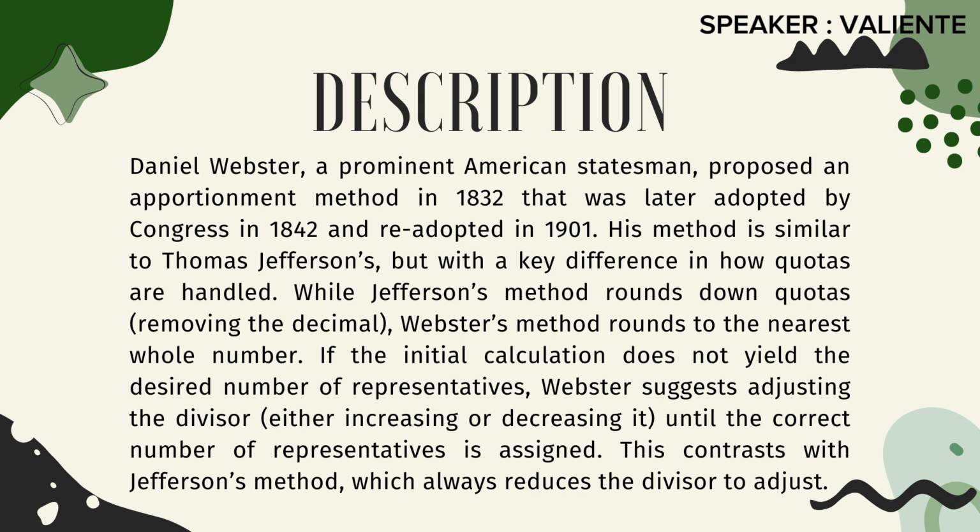If the initial calculation does not yield the desired number of representatives, Webster suggests adjusting the divisor, either increasing or decreasing it, until the correct number of representatives is assigned. This contrasts with Jefferson's method, which always reduces the divisor to adjust. This flexibility distinguishes it from Jefferson's more rigid approach. In summary, Webster's apportionment method enhances fairness and accuracy in representation.